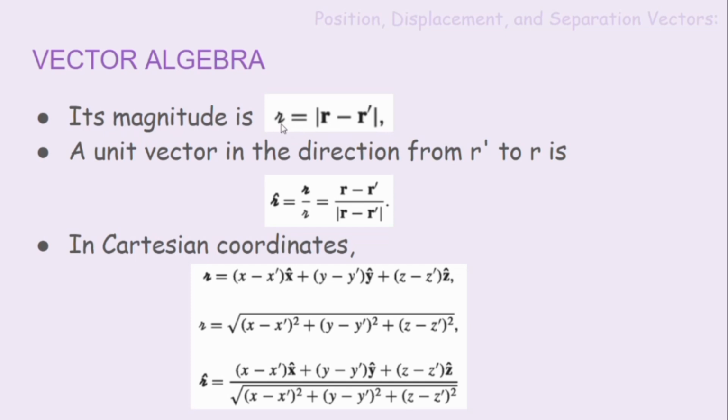It means that the magnitude cannot be negative, and we will have its unit vector, the script r vector over its magnitude, and this will be the unit vector. And if we write it in Cartesian coordinates, we will have the x direction, y direction and z direction, and this will be the magnitude, and this will be the unit vector. We have this vector in the numerator and this magnitude in the denominator. So this is the unit vector of the separation vector.